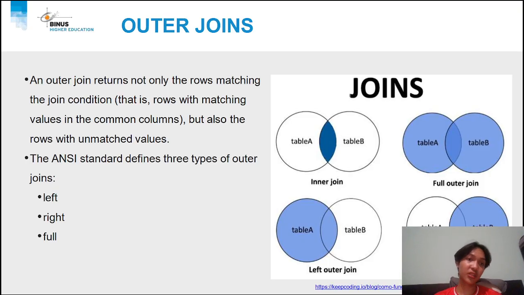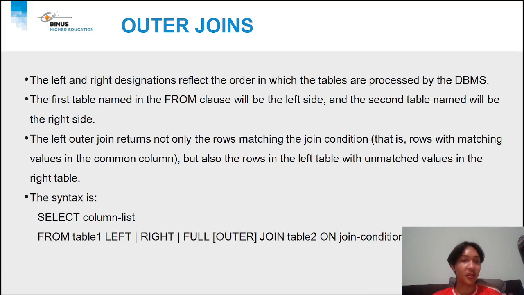Outer join. An outer join returns not only the rows matching the condition. The left and the right designation reflect the order in which tables are processed, and the first table is named in the FROM clause. The left outer join returns not only the rows matching the condition, that is, with matching values in the common column.